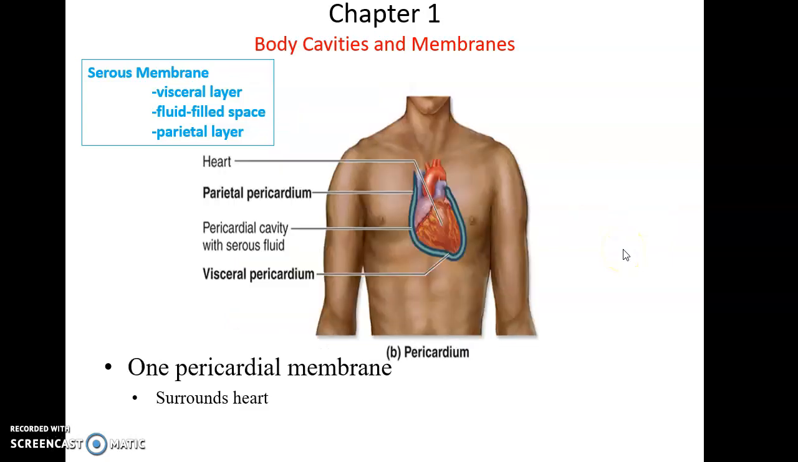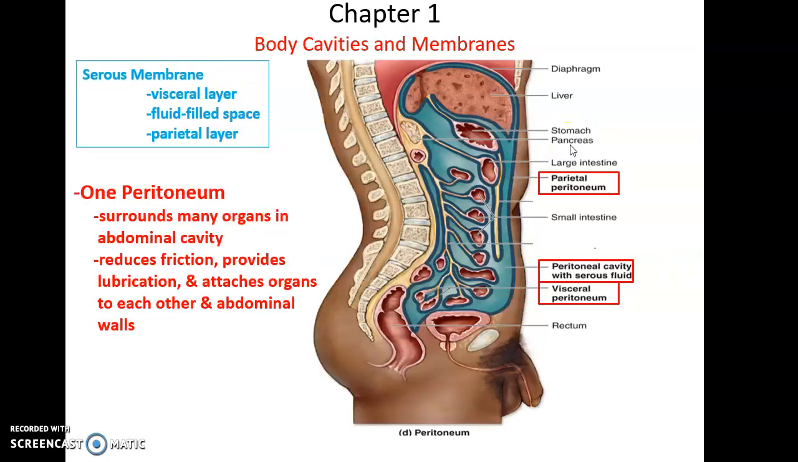So again, the lungs each have a pleural membrane, and that membrane helps to protect the lungs as it expands and contracts. The pericardial membrane, also called the pericardium, surrounds the heart. Again, visceral layer lying on the heart, parietal layer adjacent to the structure surrounding the heart, a little bit of fluid in between. This is to protect the heart as it's constantly moving, constantly beating. So it reduces friction to the heart.